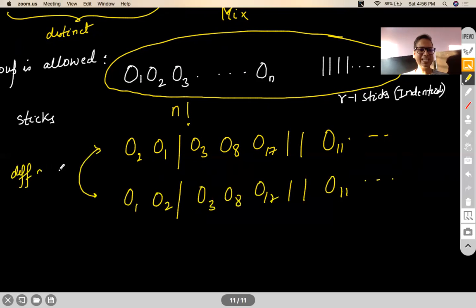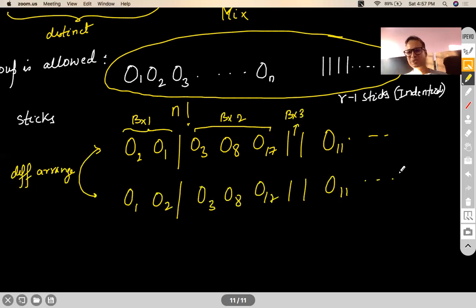Now when you place a stick over here, this automatically becomes group 1 or box 1. This automatically becomes your items in box 1, and this automatically becomes your items in box 2. And when two sticks come next to each other, it means box 3 is empty, box 3 is blank, and so on. Are you getting my rationale? So I'm creating an analogous situation. Again, I'm repeating what I'm trying to do here. I take the n balls, which are all distinct, I take R minus 1 sticks, which are all identical, and I mix them.